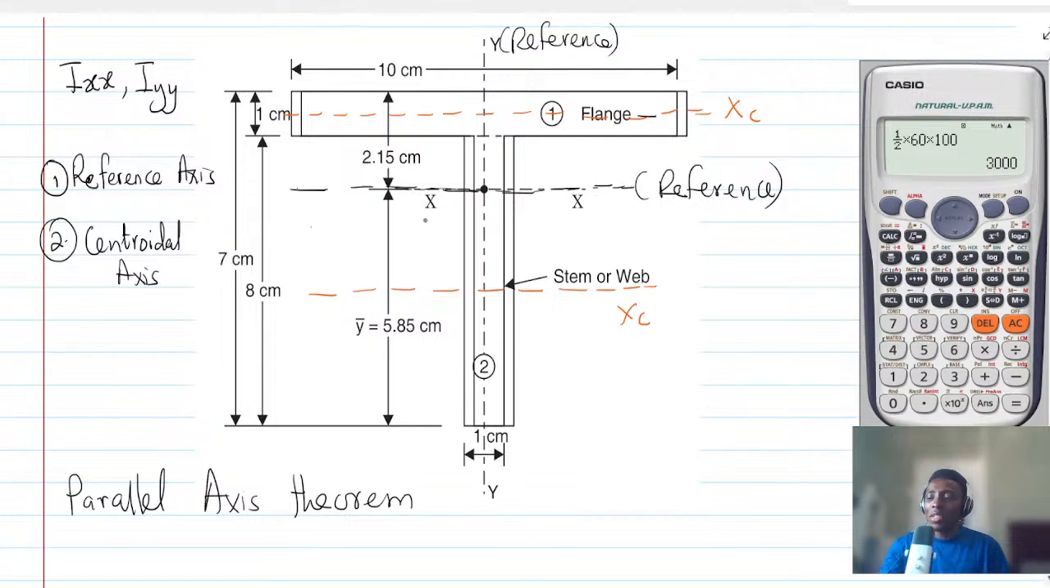So now the question is, what is the distance between the reference x-axis and the main x-axis, the centroidal x-axis? So in other words, what is the distance from here all the way here? And then also, what is the distance from here all the way to this axis? That's all.